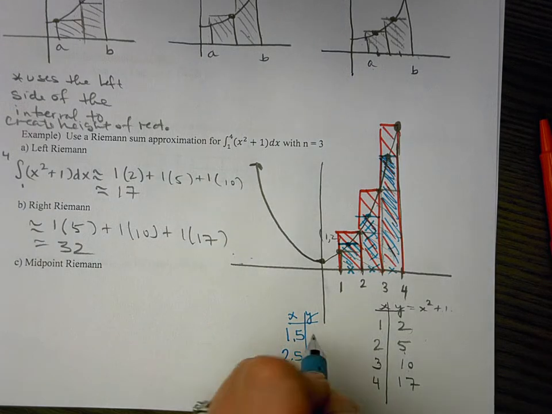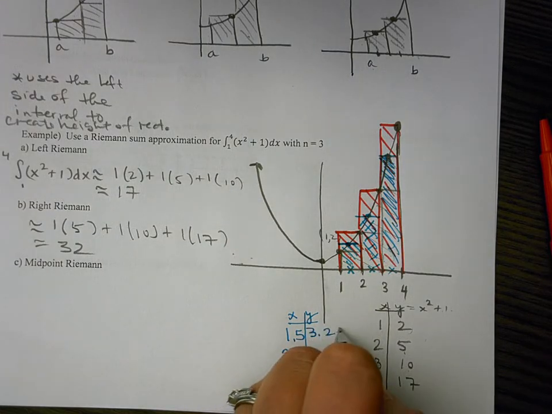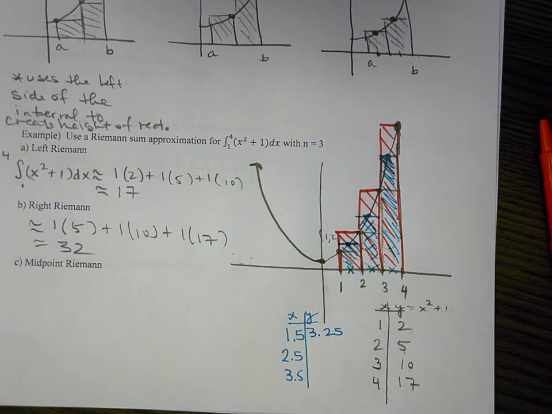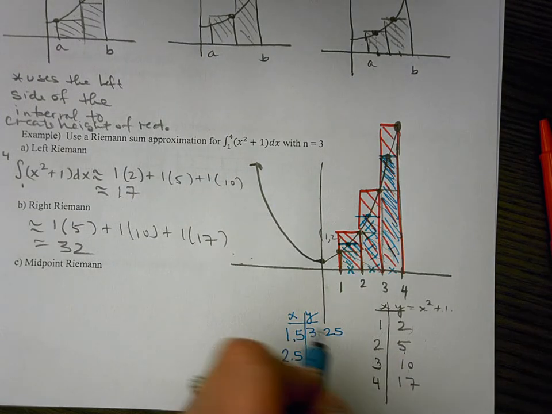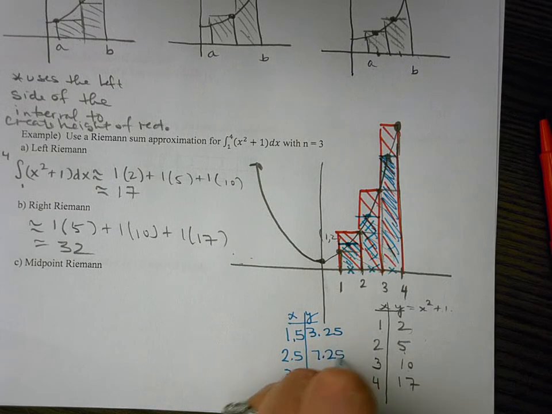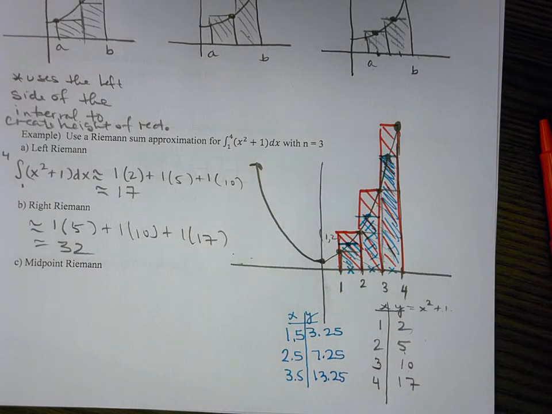So that would be 3.25. And then I want to do the same thing at 2.5. So that would be 7.25. And then one more here at 3.5 would be 13.25. So I just use my calculator to do that by hand.